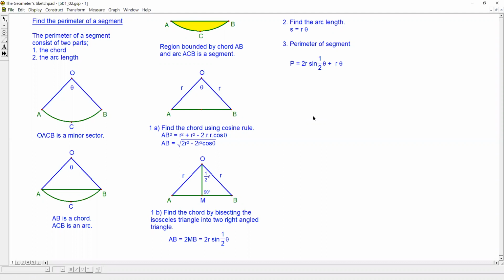Now, if you want to find the perimeter of the segment, you have to add the straight line and the curve. The length of these two lines added together is the perimeter of the segment. So far, okay or not? Do you know what a segment is? What is a chord? What is the arc? Yes, teacher. Understand, right?